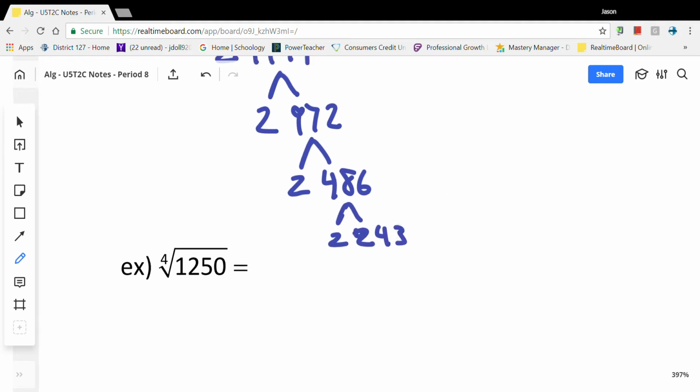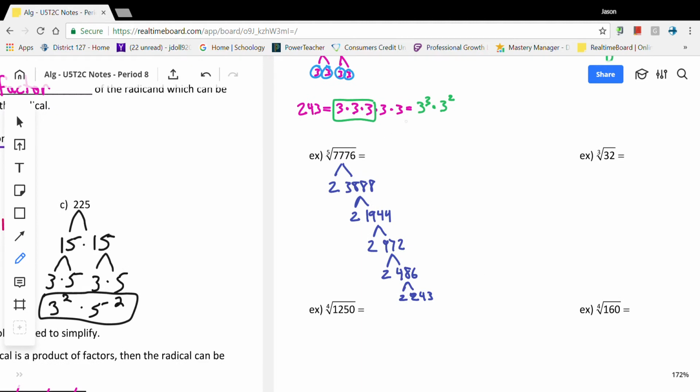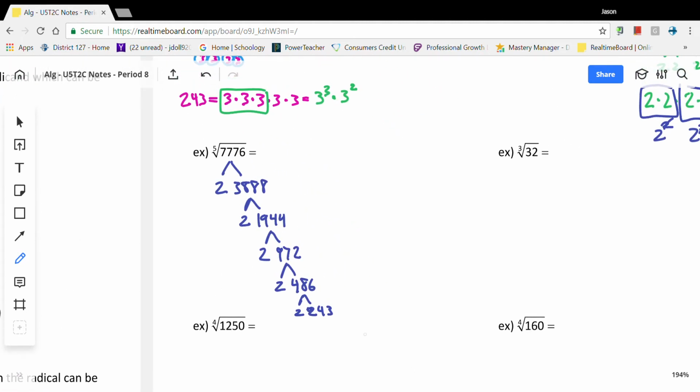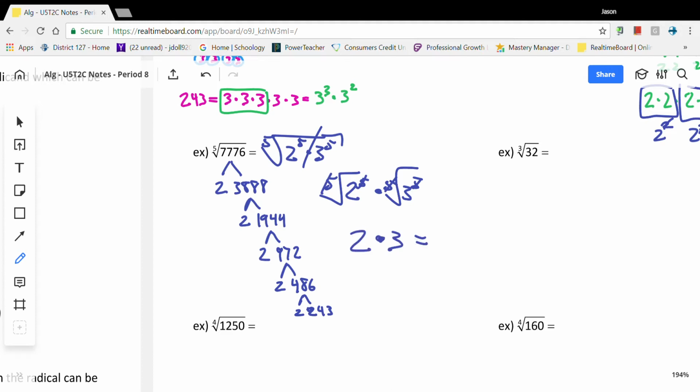Now we already factored 243 up top here as 5 factors of 3. So I know what I'm going to have here are 5 factors of 2 and then 5 factors of 3. So I'm going to have the fifth root of 2 to the 5th times 3 to the 5th. I can split those radicals using my property and get the fifth root of 2 to the 5th times the fifth root of 3 to the 5th. 5's cancel, leaving me with 2 times 3. And my final simplified answer would be 6.